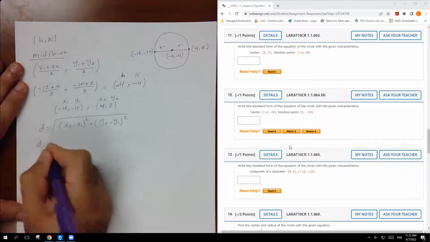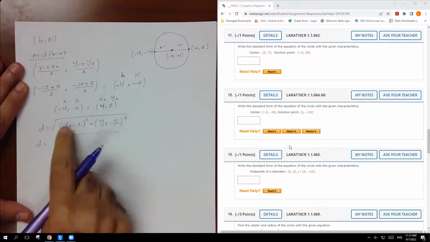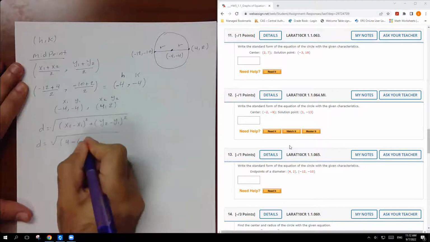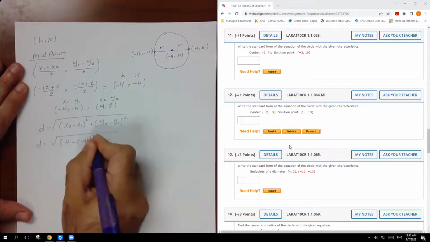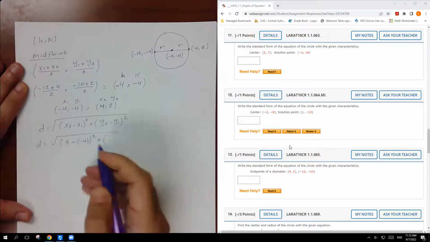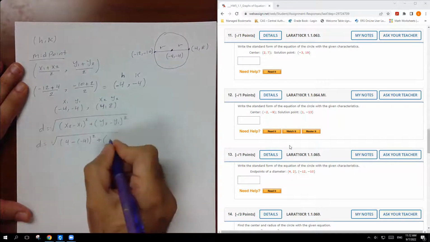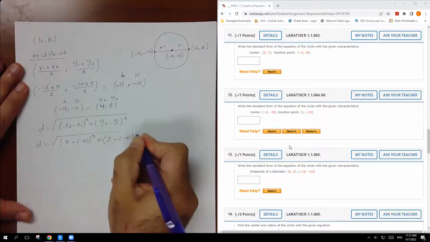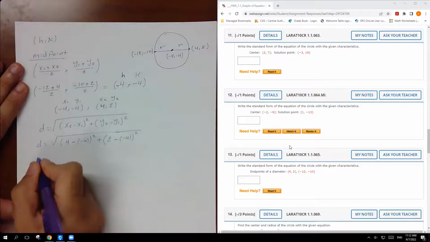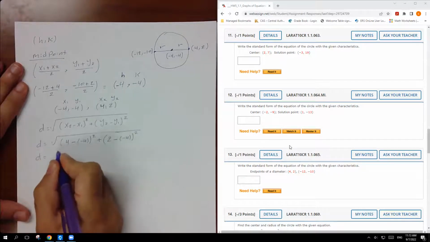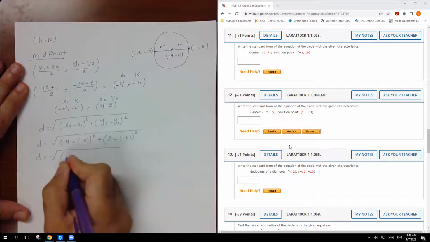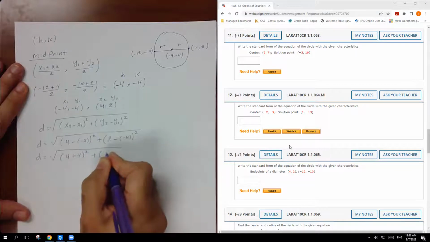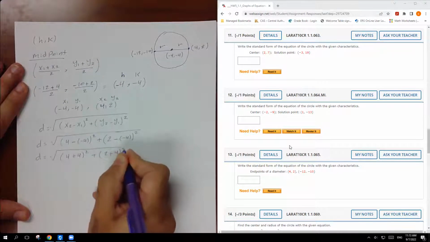I'm going to plug in the numbers. So the distance is going to be x2, which is 4, minus x1 is negative 4. So negative 4 square plus y2, be careful with the sign, y2 is 2, minus y1 is negative 4. Close the parentheses, square. So the distance is going to be 4 plus 4 square plus 2 plus 4 square.